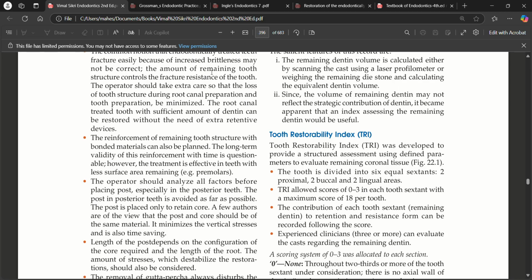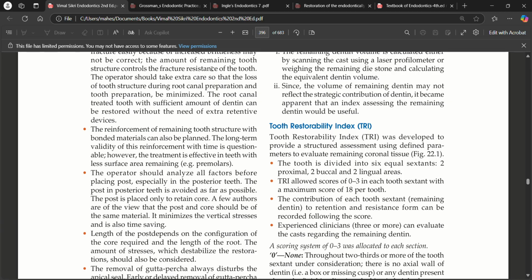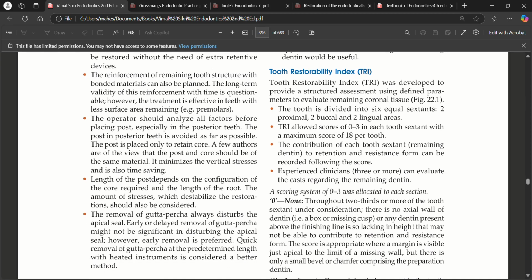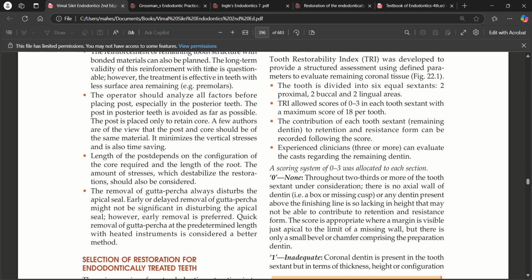Then the contribution of each tooth section's remaining dentin to retention and resistance form can be recorded following the score. An experienced clinician, 3 or more, can evaluate the cast regarding the remaining dentin. A scoring system of 0 to 3 was allocated to each section.